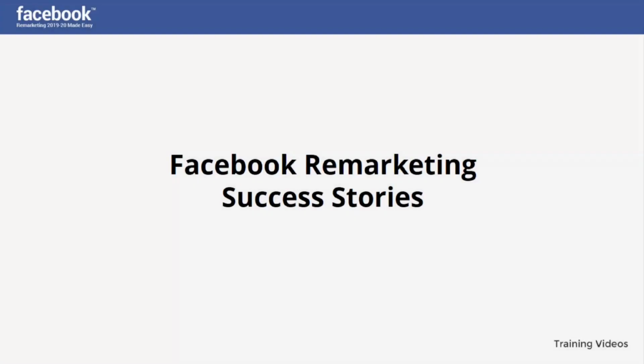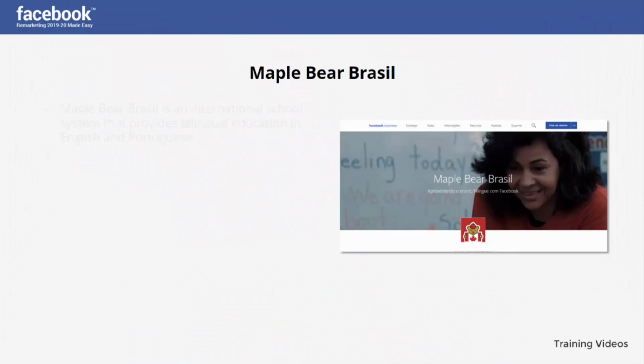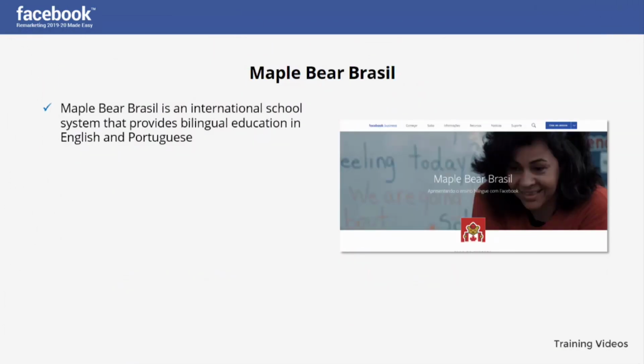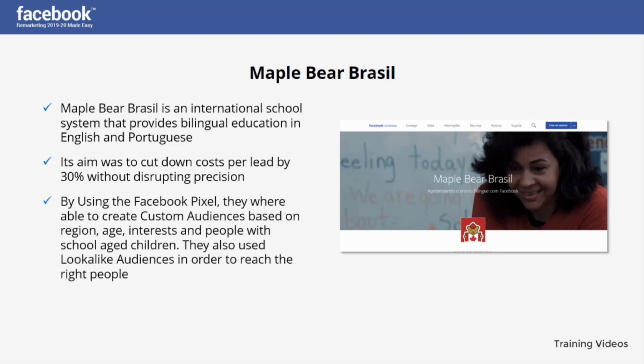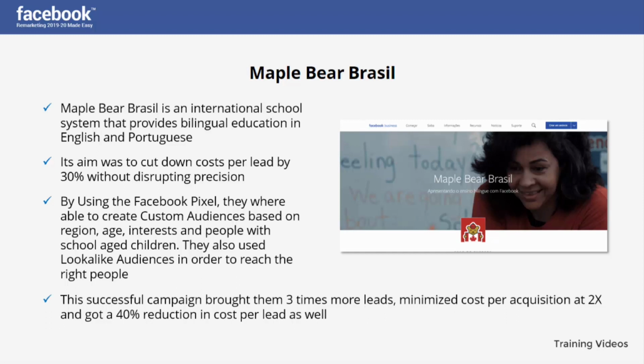Facebook Remarketing Success Stories. Maple Bear Brazil. Maple Bear Brazil is an international school system that provides bilingual education in English and Portuguese. Its aim was to cut down costs per lead by 30% without disrupting precision. By using the Facebook Pixel, they were able to create custom audiences based on region, age, interests, and people with school-aged children. They also used lookalike audiences in order to reach the right people. This successful campaign brought them 3 times more leads, minimized cost per acquisition at 2x, and got a 40% reduction in cost per lead as well.